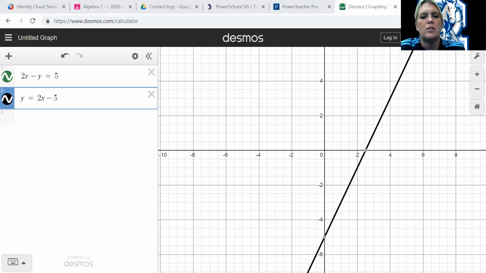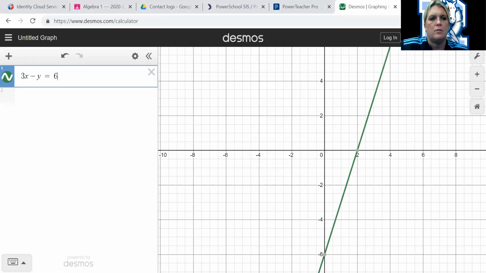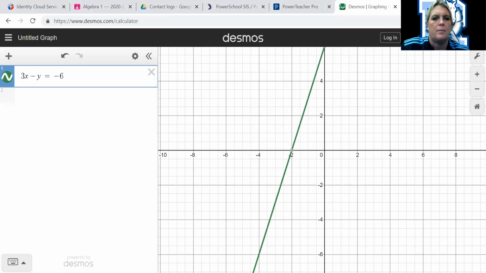So put the original into y1. So let's see here. Let me double check. It was 3x minus y equals -6. 3x minus y equals negative, so don't do that. There we go, -6. Right? 3x minus y, yep.